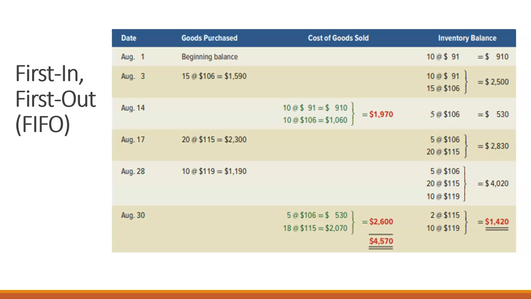When we sell 23 bikes, we need to first use up the 5 that we have left at $106, and then we can move to the next most recent costs, which are the 18 at $115. That leaves us with 2 bikes at $115 and 10 at $119. Therefore, our cost of goods sold amount is $4,570, and our ending inventory is $1,420.